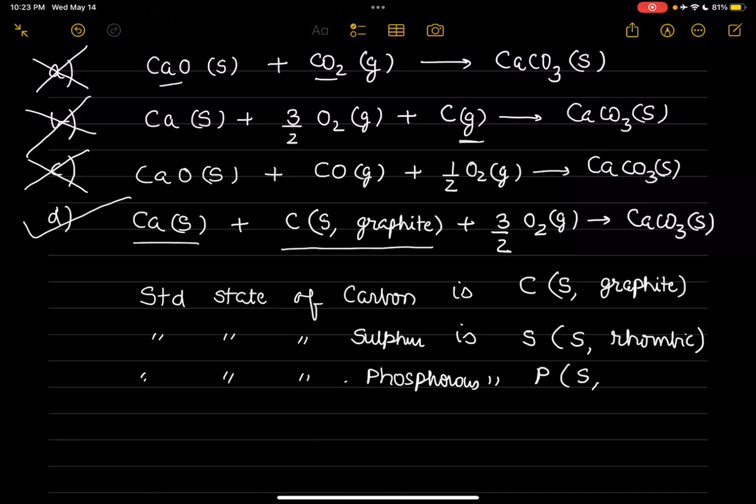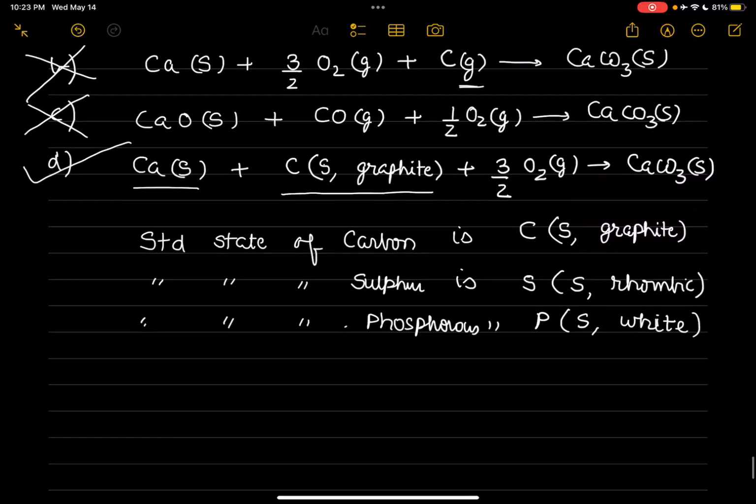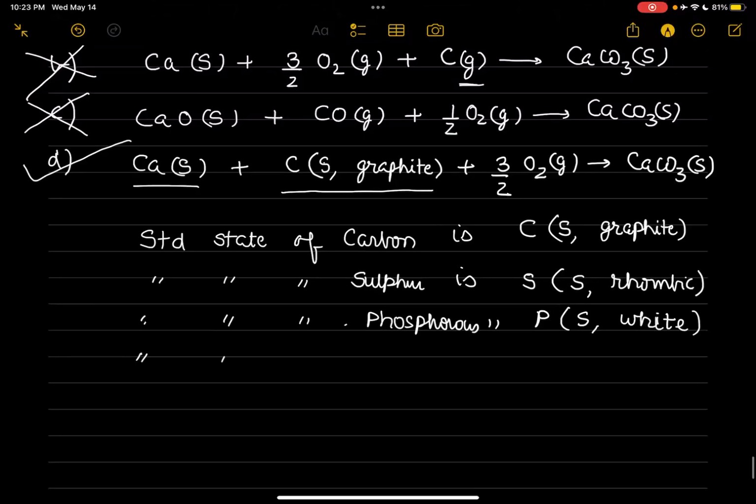I'm not talking about the standard state of oxygen yet. S represents solid, and this is white. Whereas you have different allotropes of phosphorus: white phosphorus, red phosphorus, black phosphorus. So white is taken. The standard state of oxygen is O2 gas. Okay. Is it clear?